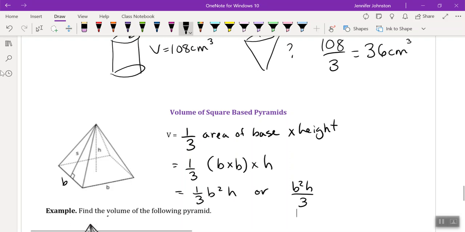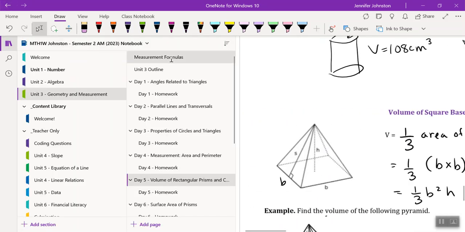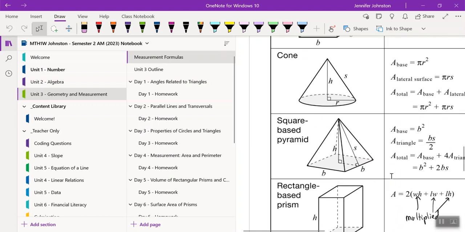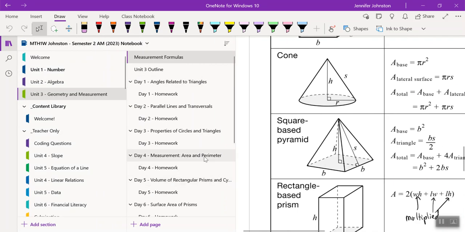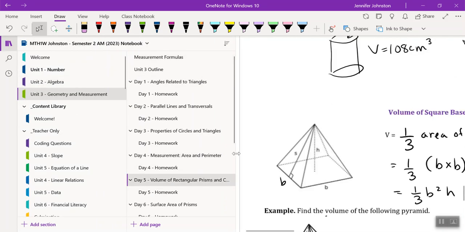Those are the formulas that should be on your sheet. Let's go check. Yep, looks good. Those are the two formulas. They're both the same. You can use either one for the volume. Right here.